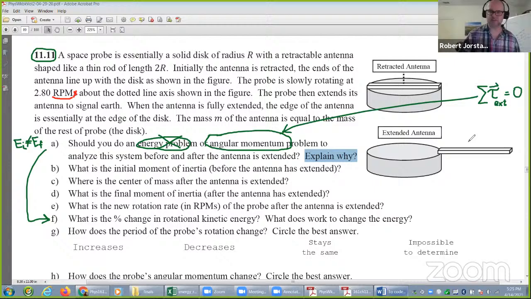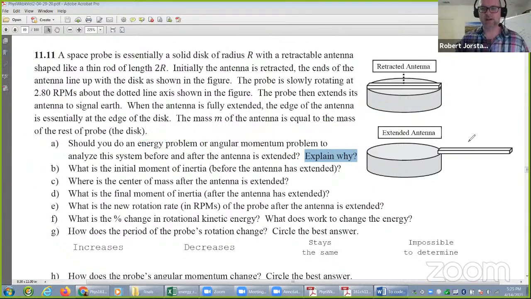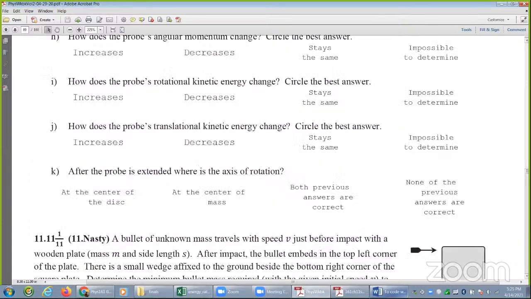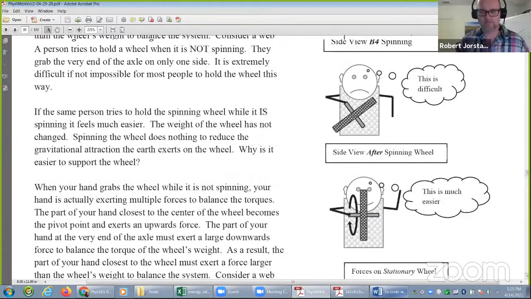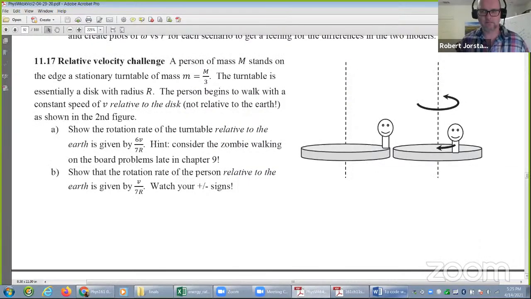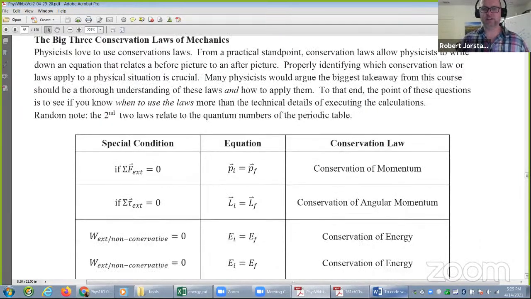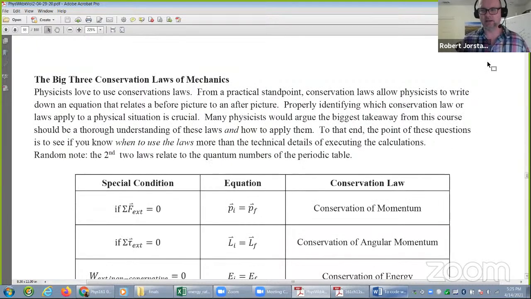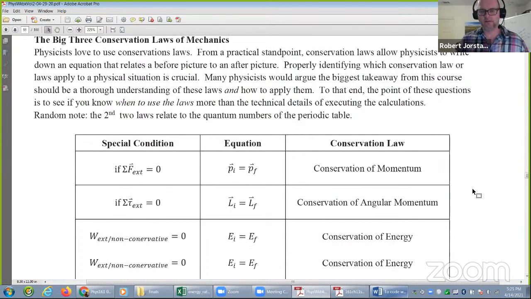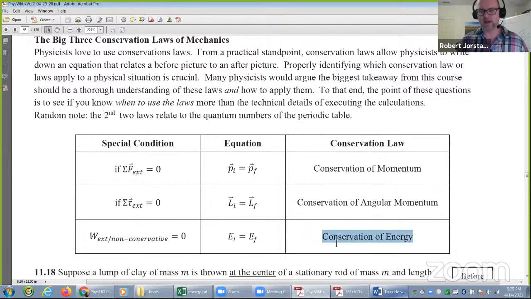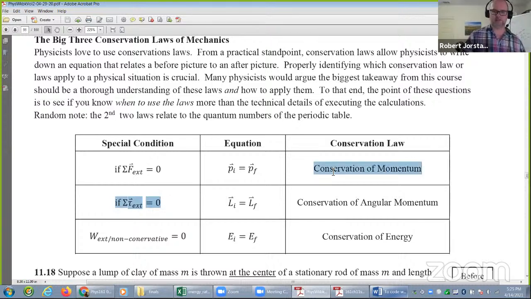Oh, so if it helps, let me remind you of something right here. The big three conservation laws on page 93. Page 93. Yeah, there it is. If you want to use conservation of energy, we need there to be no external or non-conservative work. If we want to use angular momentum, L initial equals L final, we need no external torque. If we want to do conservation of momentum, we need this to be true. So let's go back to our problem.